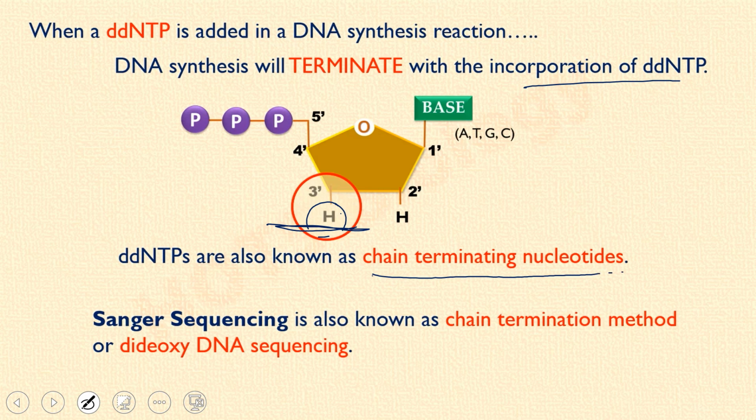And this methodology of DNA sequencing, the Sanger methodology, is called the chain termination method, or also the dideoxy method. Why is it called chain termination? Because we are using dideoxynucleotides, and in dideoxy forms we don't have a hydroxyl group at the 3' position, so the chain will be terminated there, no new nucleotide will be added there. That's why it is called the chain termination method. And because we are using dideoxy forms of nucleotides, it is called dideoxy DNA sequencing. Now we will see the detailed process.